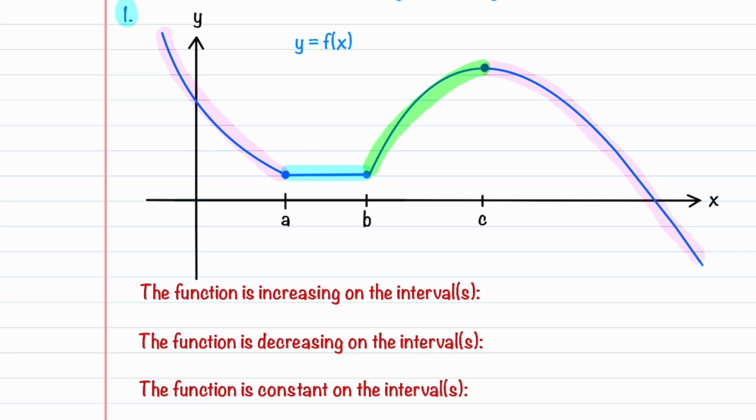The function is increasing between b and c, so we say that it's increasing in the interval between b and c. We use parentheses to indicate that we're talking about an open interval. The function is decreasing on 2 intervals. The first interval is from minus infinity to a, and then the second interval is from c to infinity. Lastly, the function is constant on the interval from a to b.